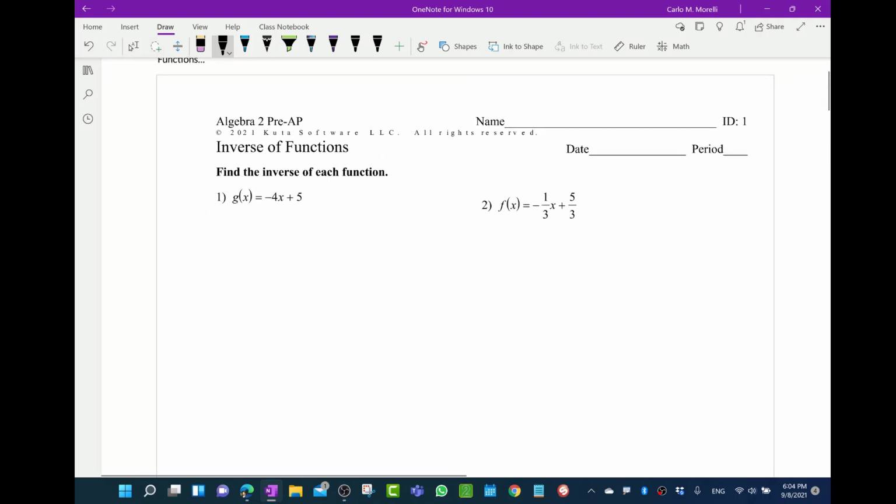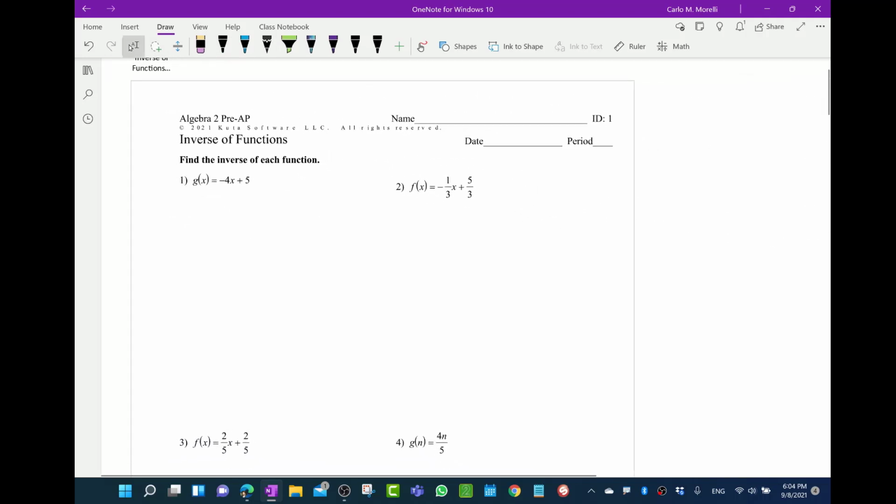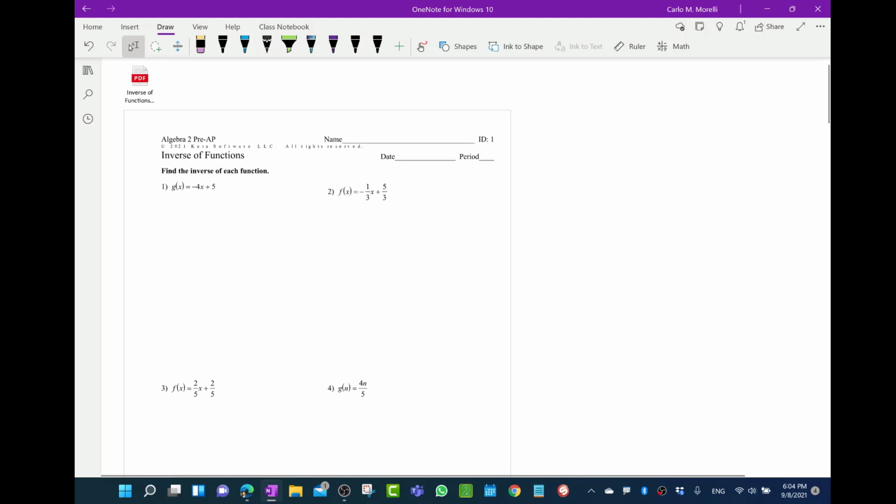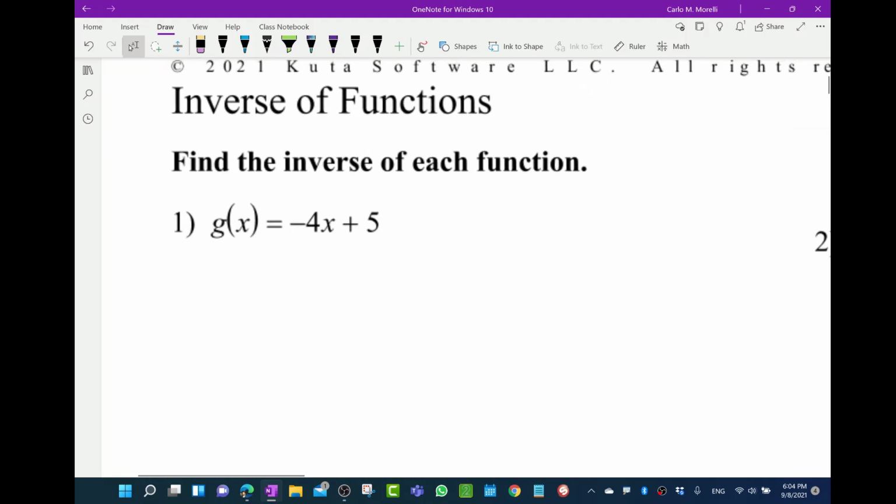There is not enough space, even though I added additional space here, to do all the writing that you need to do. So we're going to have to use some blank paper, okay? So you need blank paper, and then we'll just put the solution here, and then all of your work will be on some additional paper. So g of x equals negative 4x plus 5.